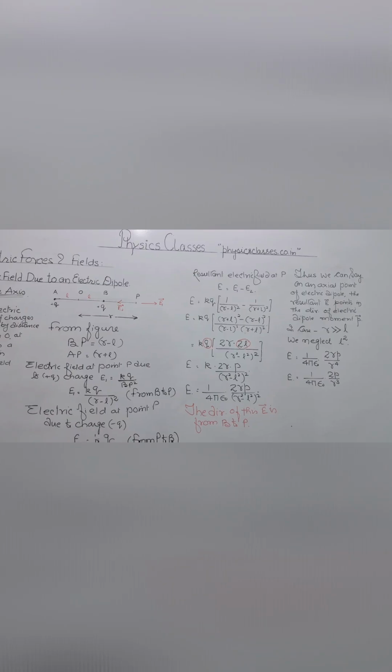First of all, we are going to calculate electric field at point P due to charge Q1. The electric field due to charge plus Q, Q1 means plus Q, is given by E1 is equal to KQ upon BP square. We place the value of BP, that is r minus l, so E1 is equal to KQ upon (r minus l) square.